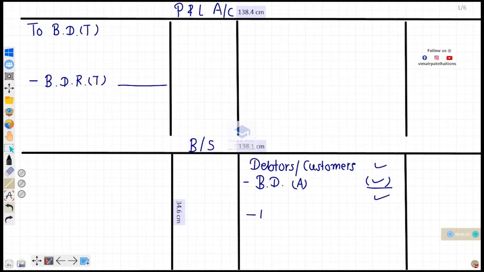Then on the remaining amount, if they have specifically asked you to create bad debt reserve or provide for doubtful debts, then that is BDR, bad debt reserve. And from that amount, lastly, you have to provide for discount reserve on debtors.